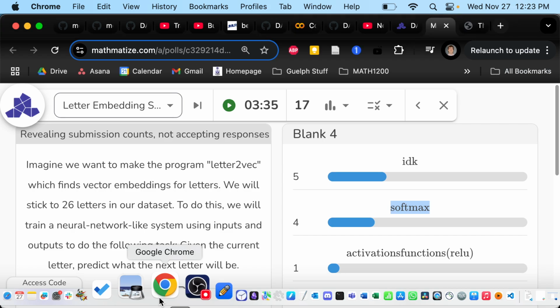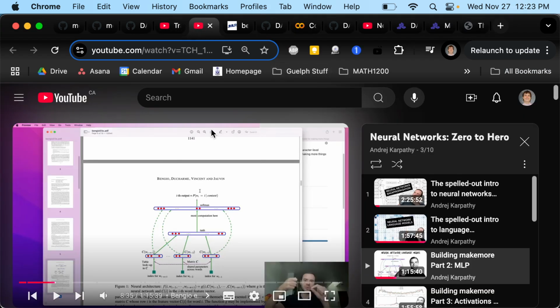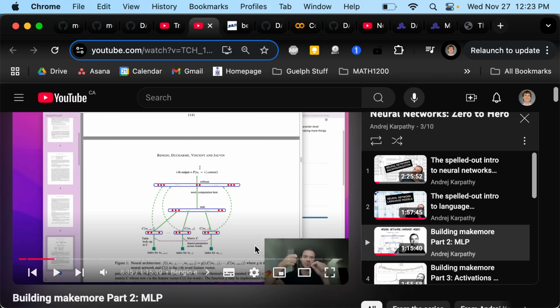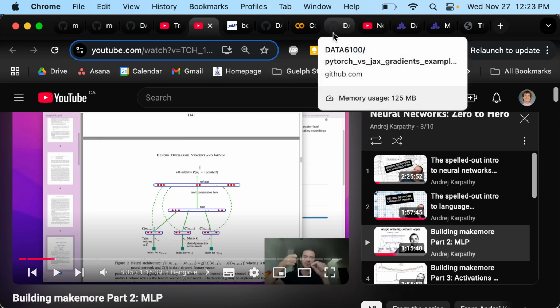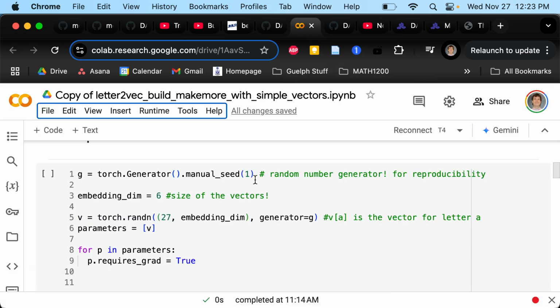All of this code is based on this video that I told you about. It's based on Building Makemore Part 2, where he does a complicated version of this. I'll say what he does in a second, but all the code is taken from there and modified to be a little more simple. So if you want details on how it works, you can see all of this stuff. Okay, so how does this code work?